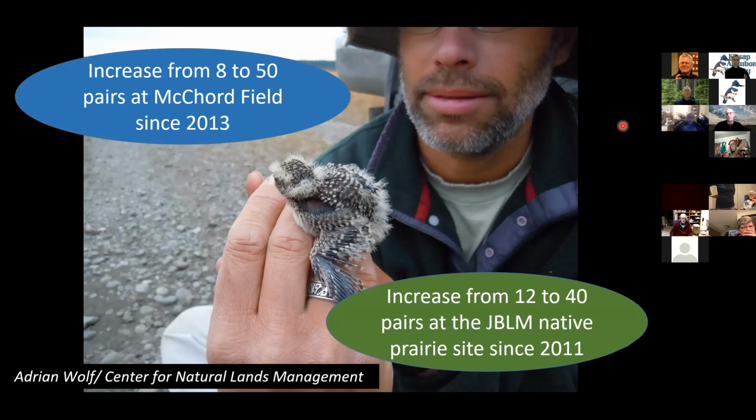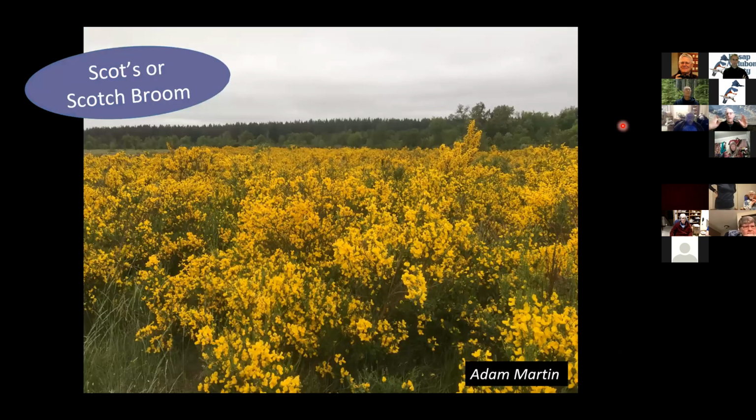So these are 2 stories, Taylor's checkerspot and horned lark, aimed at specific species. Now here's our last story at JBLM, aimed at an entire system. You're probably familiar with Scotch broom. This is a photo at JBLM of what I would think of as kind of an old growth forest of Scotch broom. This stuff is nasty, invasive, pernicious. You just fill in the blank.